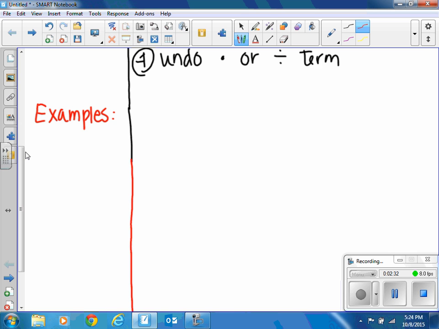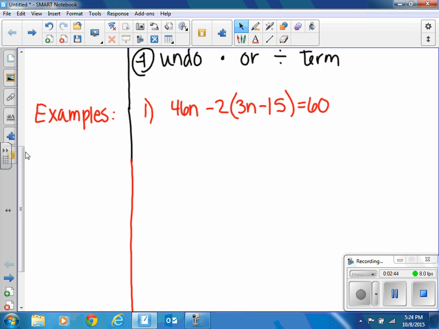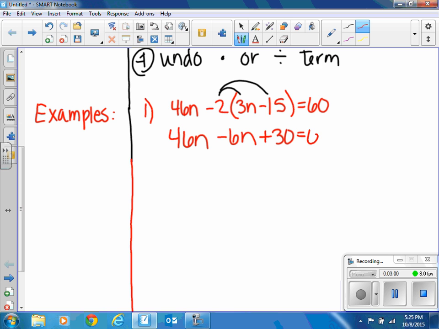First example, 4 6n minus 2 times 3n minus 15 equals 60. All right, that first step tells us that we need to distribute. We're going to distribute that 2 to both of those terms. 4 6n is going to come down. Negative 2 times a 3n is a negative 6n. Negative 2 times a negative 15, I'm sorry, is a positive 30, and that's equal to 60.